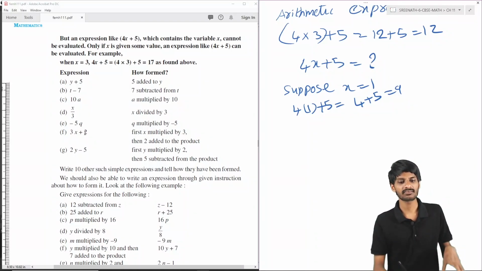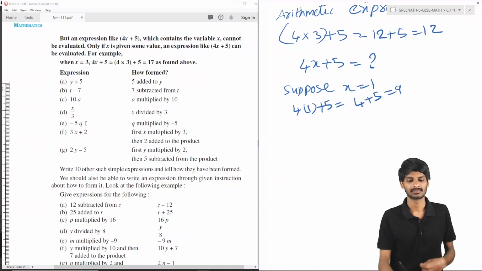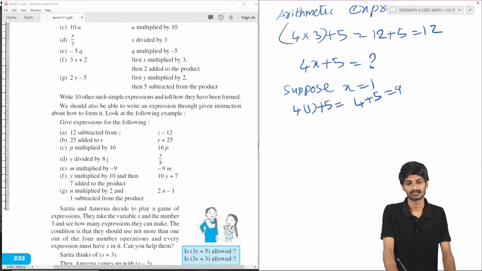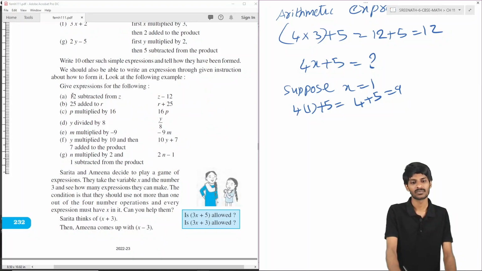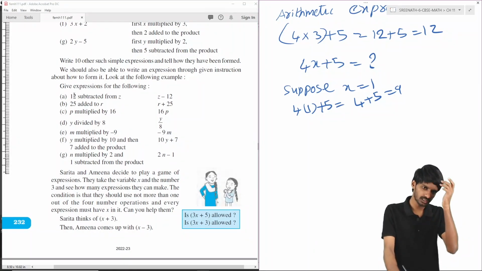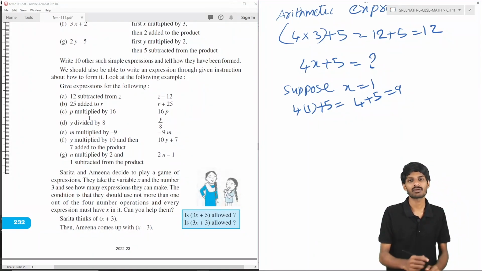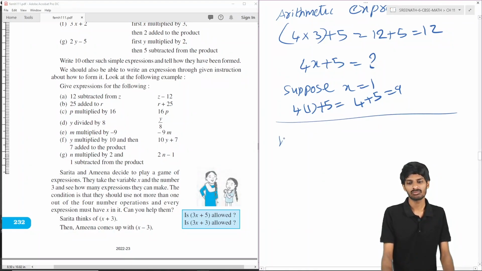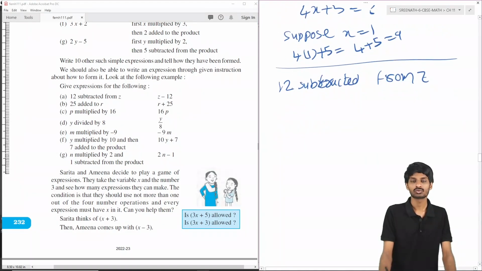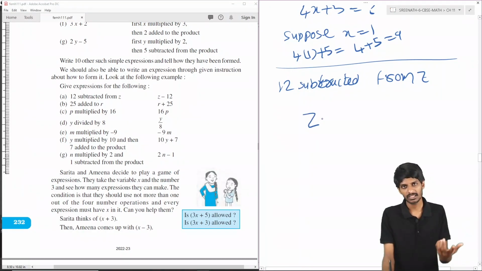Like that. Here minus q. So q is multiplied by minus 5. Like that, students. So some other is here. If they have given you the statement like this, 12 subtracted from z, so 12 is subtracted from what? From z. So first you have to write z, and from it 12 is subtracted. So that is z minus 12.